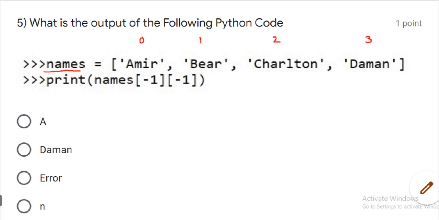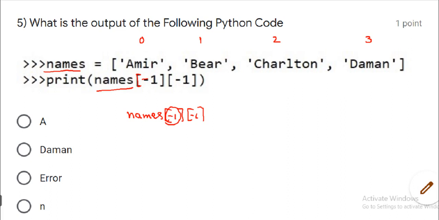So in our question, what is there? Print names. Names is a list. Names of -1, -1 is the indexing he has given. This -1 indicates you are traveling in the negative direction. This means you are traveling from last to the first, from the last index.